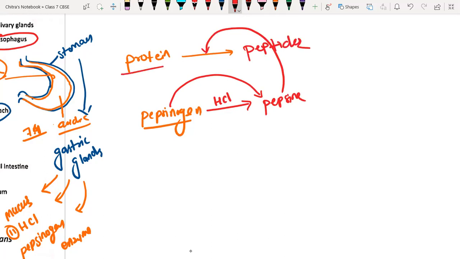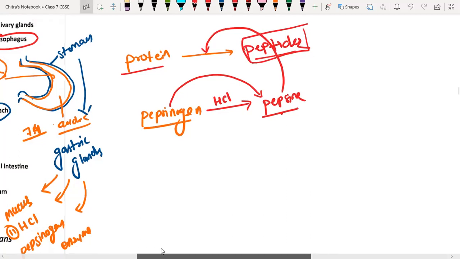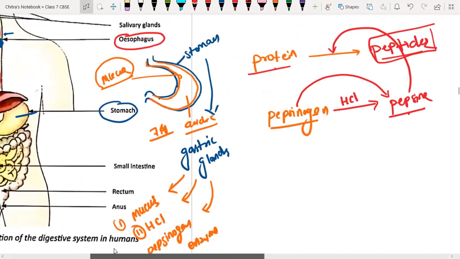Okay, so protein is complex, and peptides are the simple form of the protein. Okay, everyone, so what is the main role of pepsin? It helps in digestion of protein, and protein gets digested and broken down into a simpler form, the peptide form. This main work takes place in the stomach, and this process takes place with the help of pepsinogen.